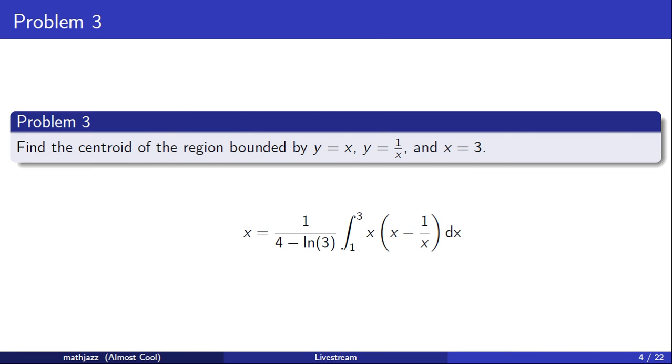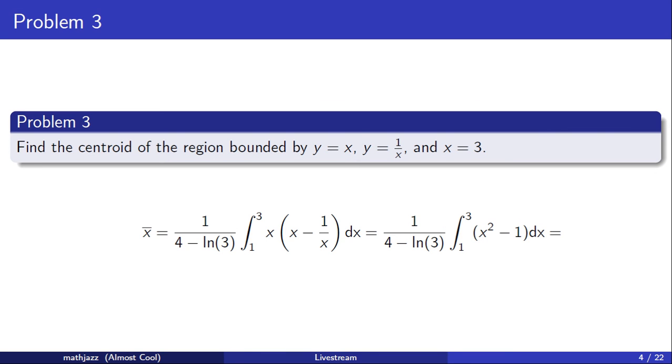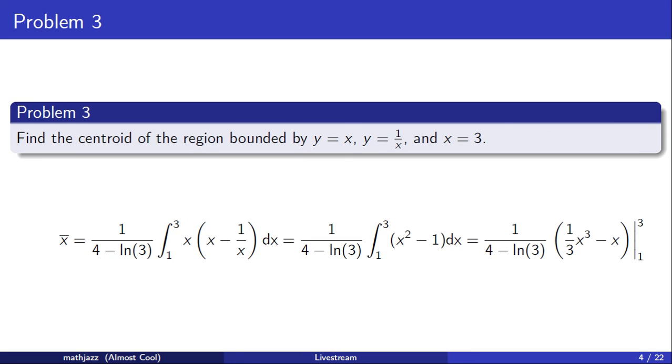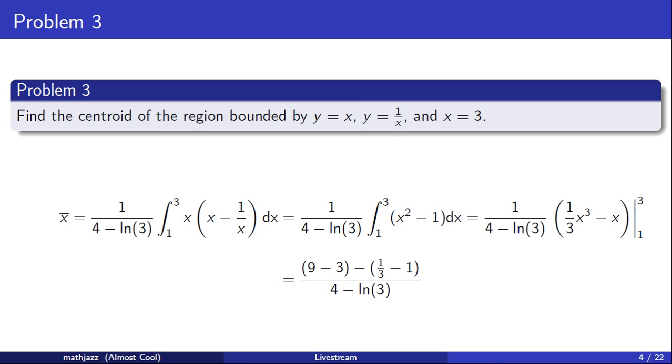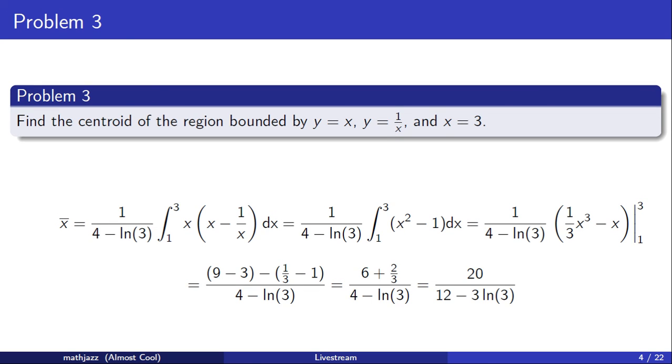We get 1 over the area times the integral of x times the difference of the two functions that bound our region. We multiply through, we use the power rule on each chunk, and then we plug in our endpoints and simplify. This represents our x bar. Now we have to figure out what our y bar is.